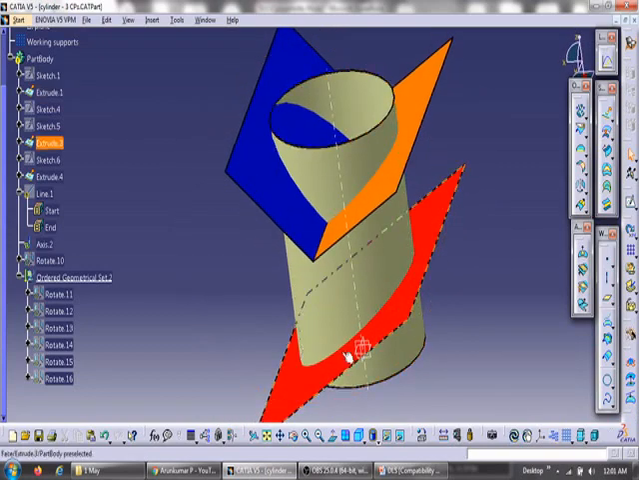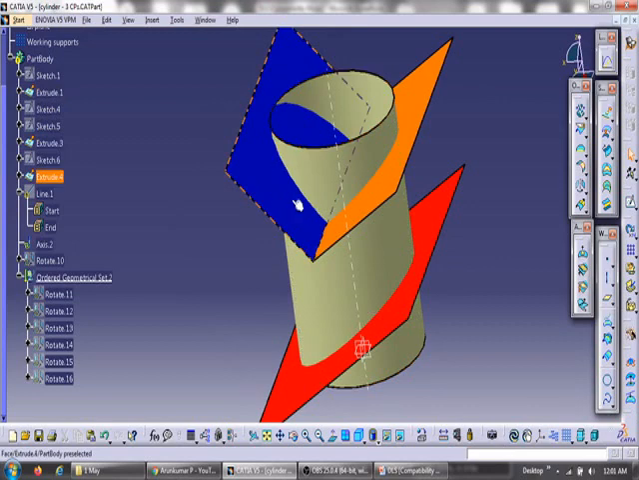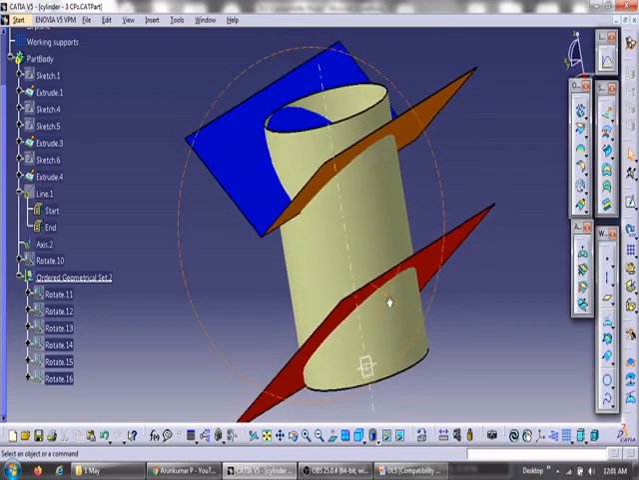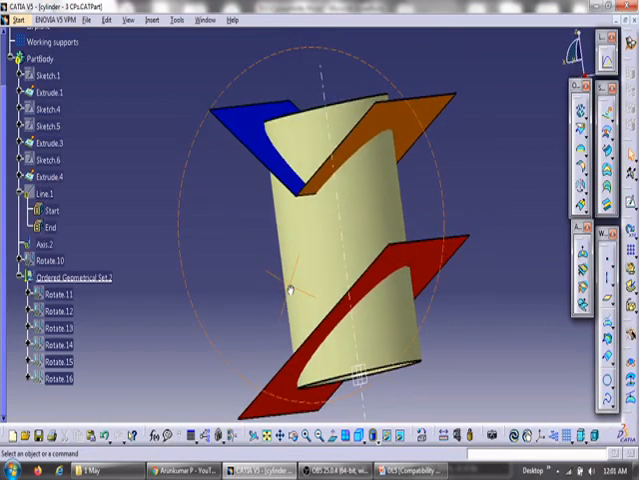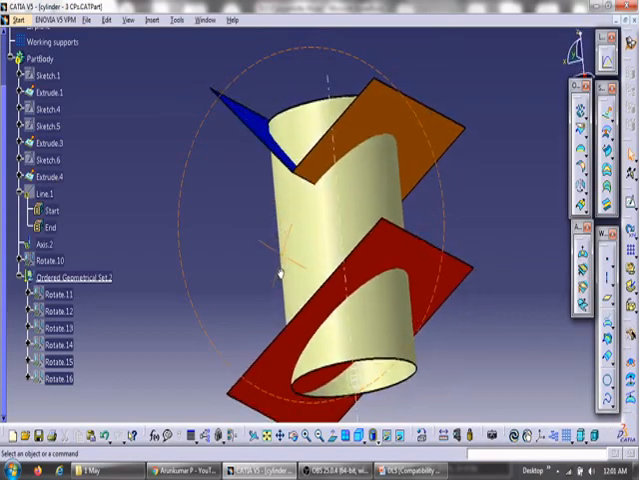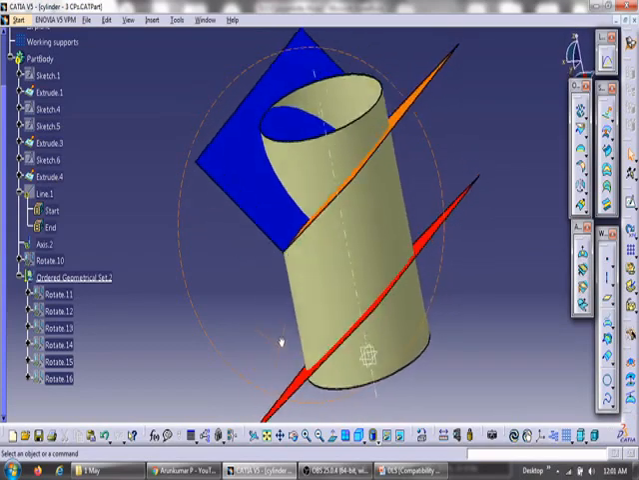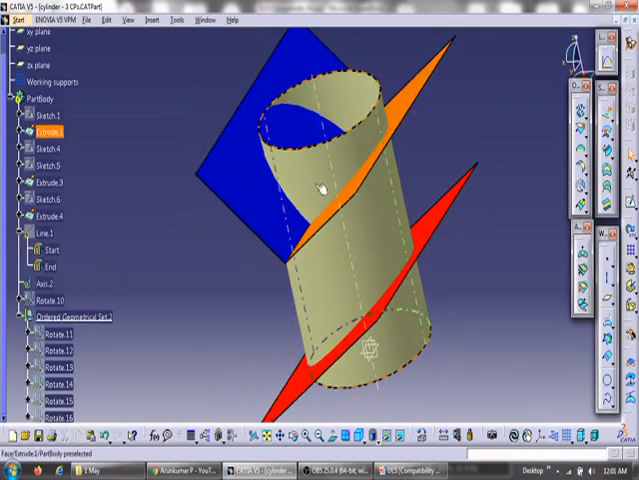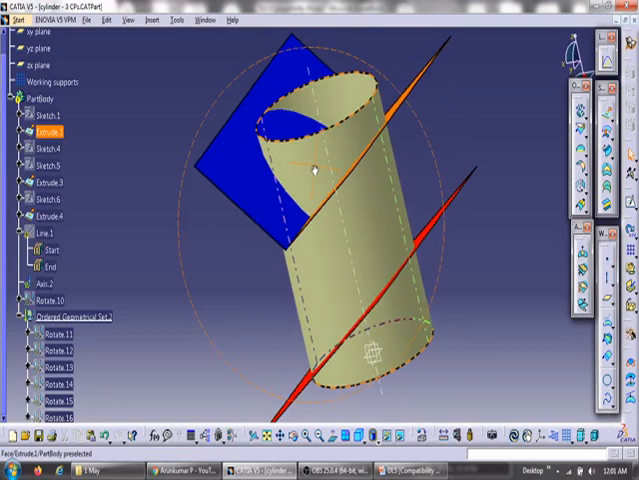The red section plane at 30 degrees, the blue section plane at 45 degrees, the orange section plane at 60 degrees. So you can see they're dividing the cylinder like this. They are cutting them.